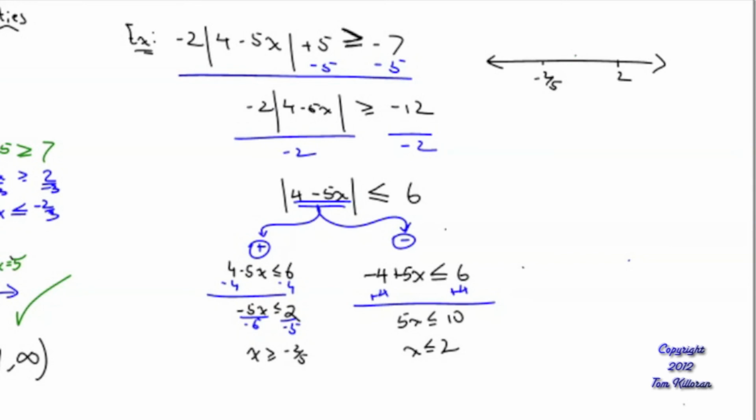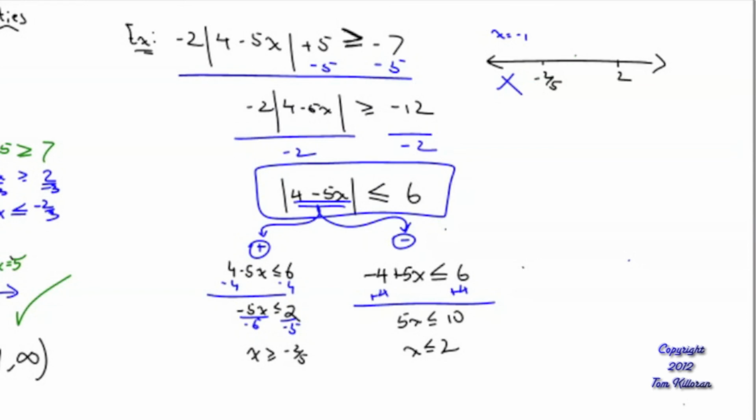So pick a number smaller than negative 2/5. Negative 1. So I plug it in. Now, you can go to the original one, but that's kind of horrid. I would go to your simplified one down here. Plug it in here. So if I take negative 1 and plug it in here, you get 4 plus 5. Is 9 less than 6? Nope, that's not going to work. So I don't want any answers from down there.